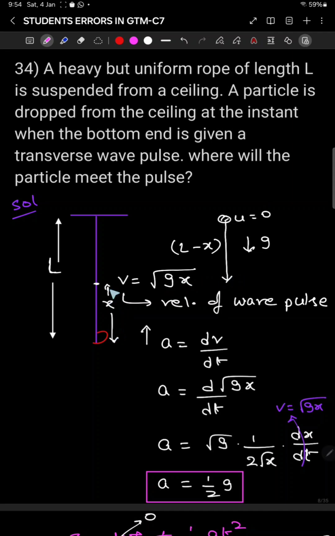Let us assume that at distance x they will meet. At distance x, the velocity of the wave will be √(gx). Here v is the velocity of the wave pulse, and x is the distance from the bottom. We know the acceleration formula, dv/dt. Substitute the v value and differentiate. √g outside, the derivative of √x is 1/(2√x), times dx/dt. The rate of displacement is velocity, and the velocity value we know is √(gx). Now √x cancels, and √g into √g/2 gives g/2. With this acceleration, the wave pulse is moving upwards.